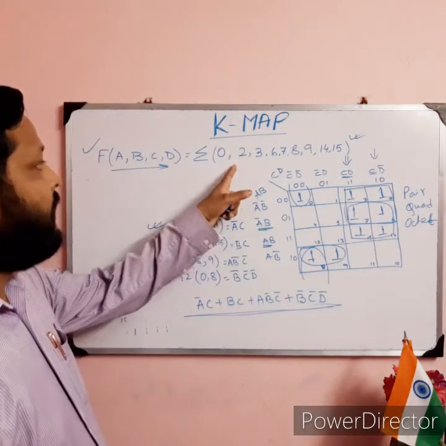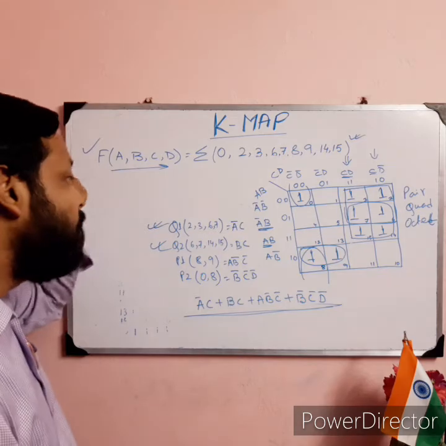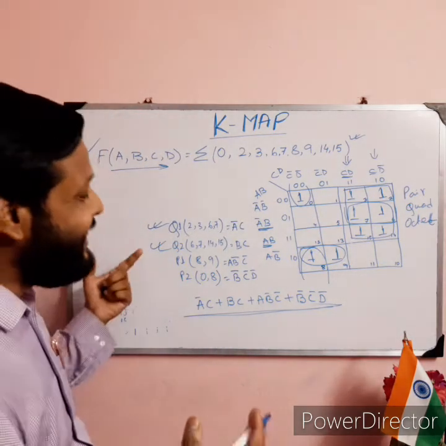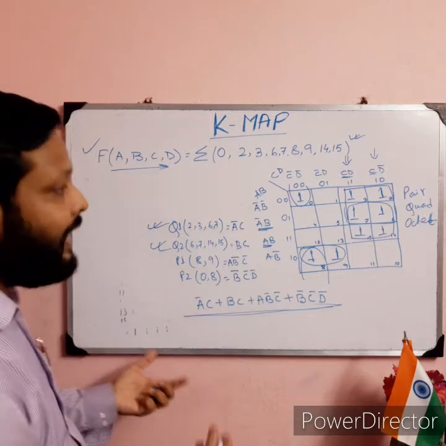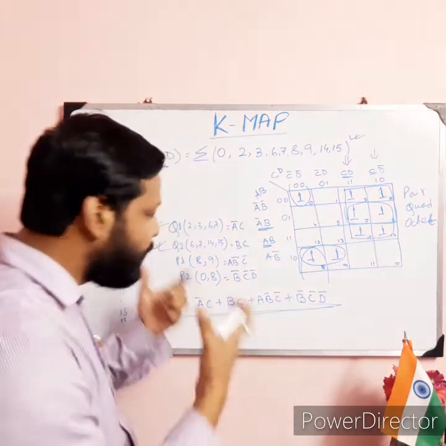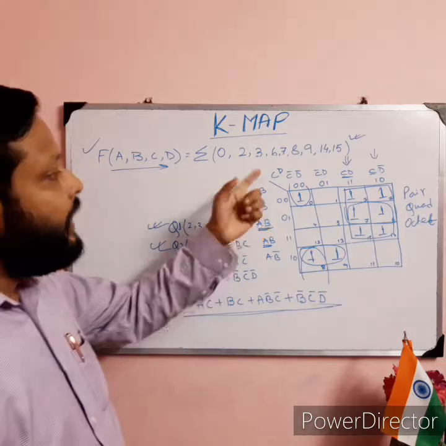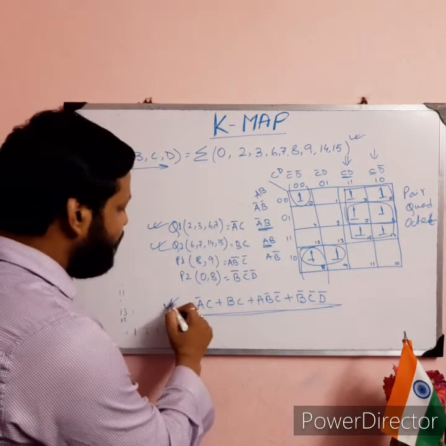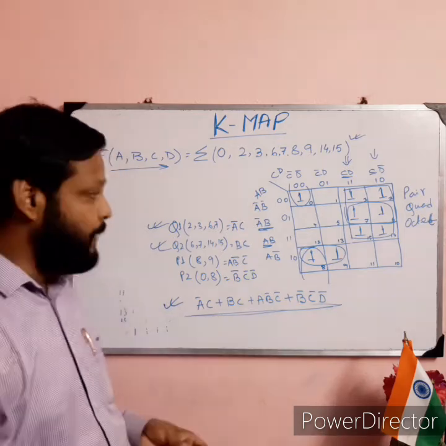Think, with these 9 terms, if I want to reduce it using Boolean algebra, the solution is definitely a long process. But if I implement the K-map, we can find this reduced expression in a very easy way.